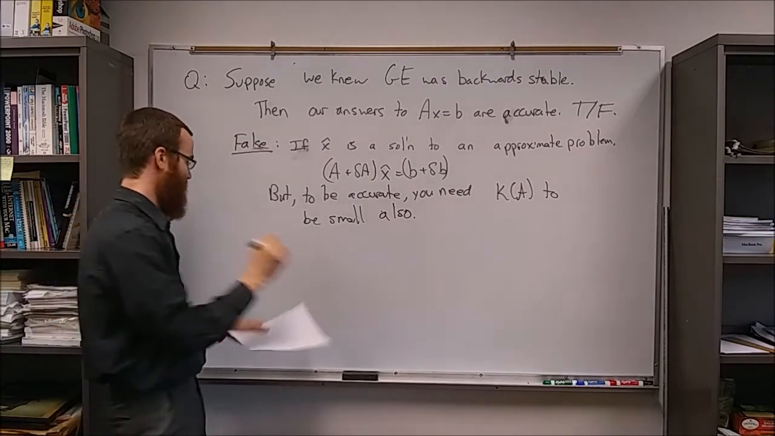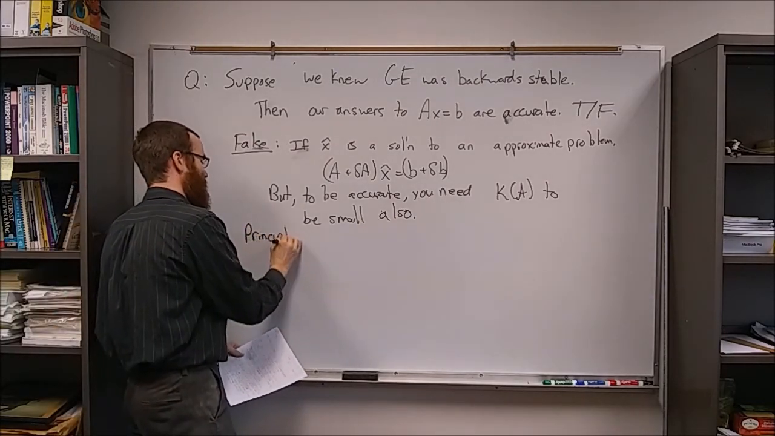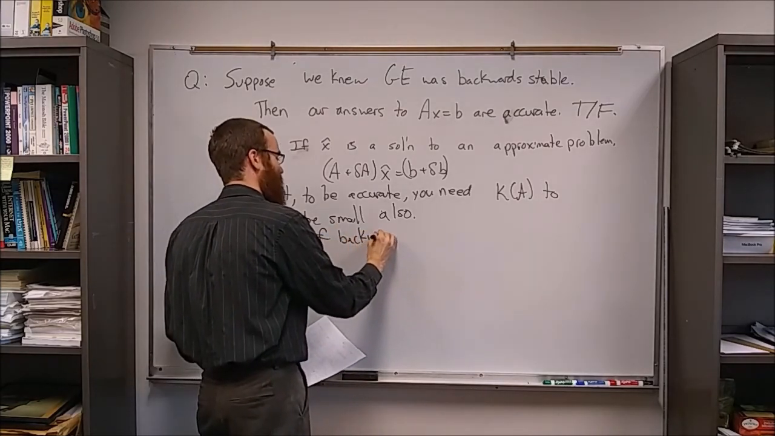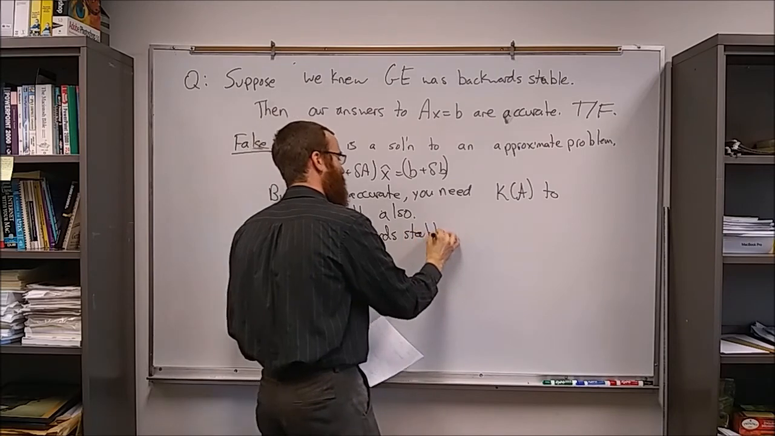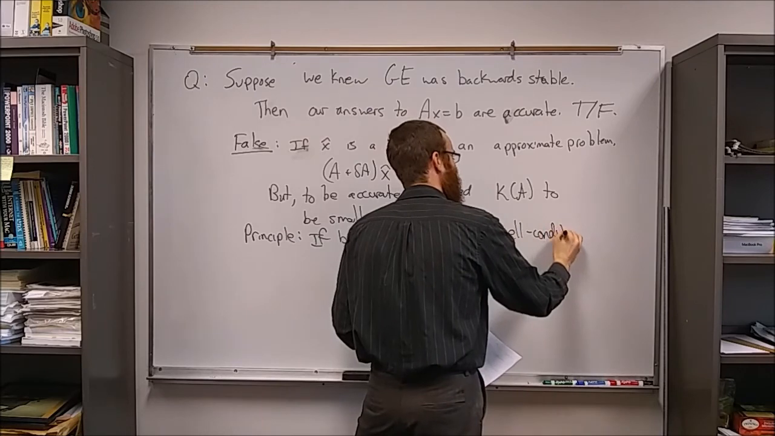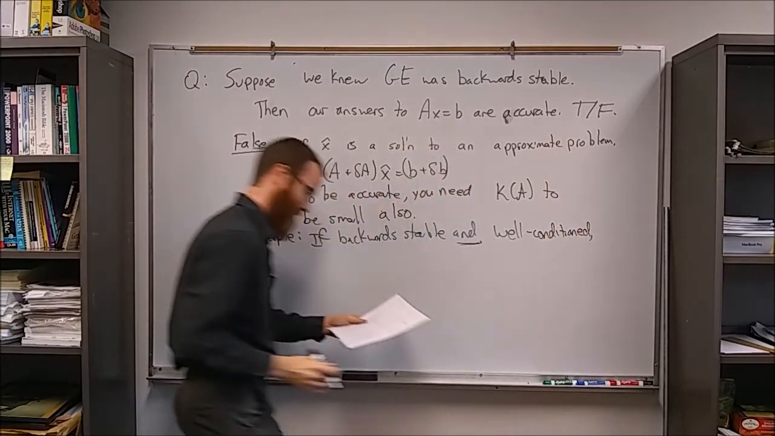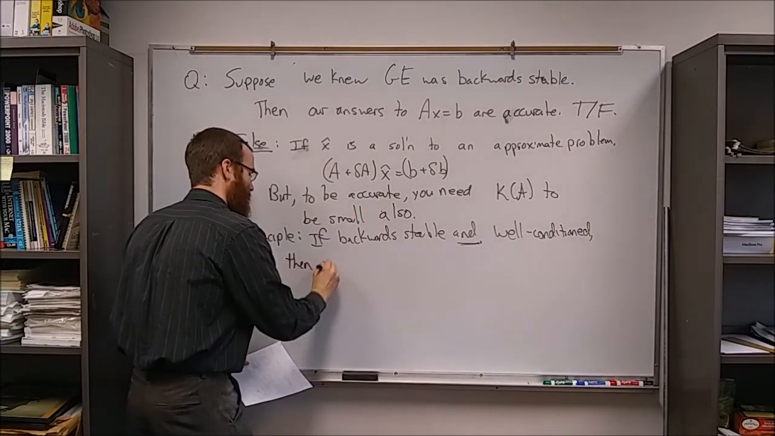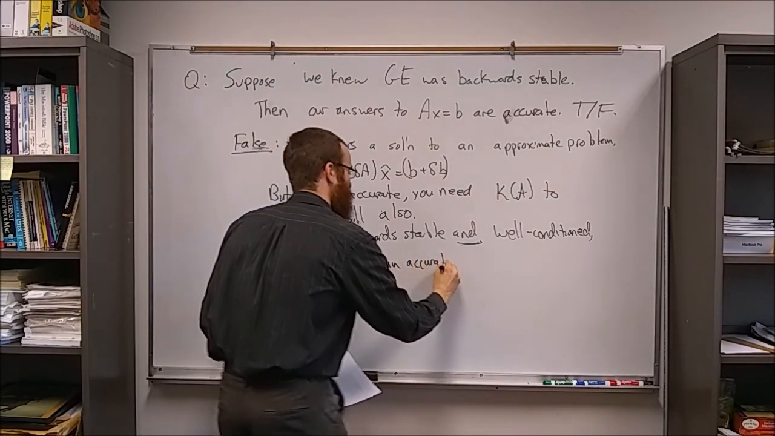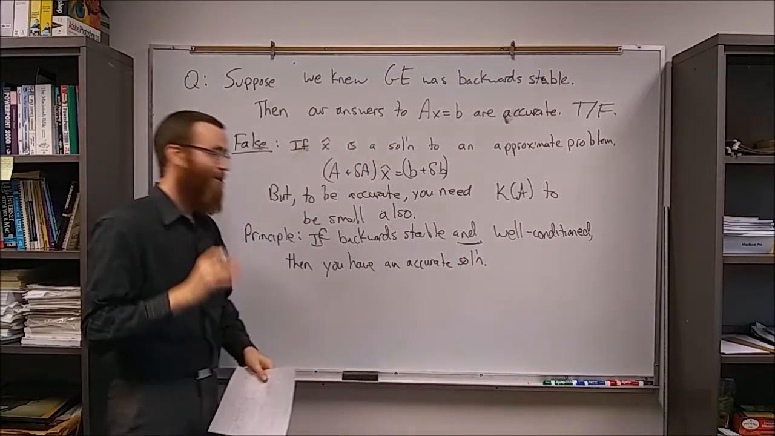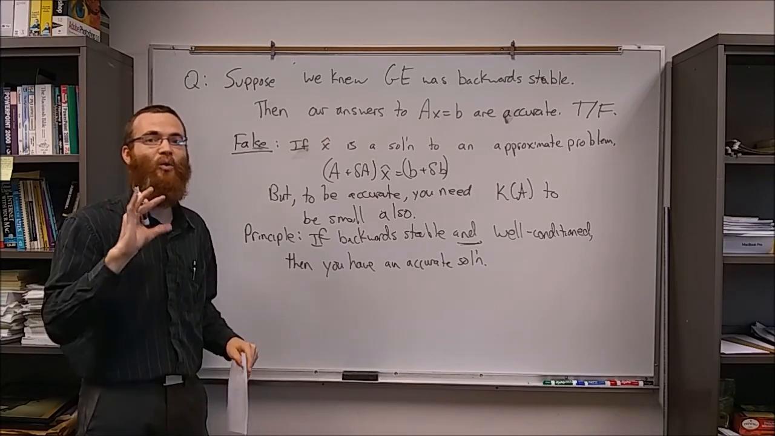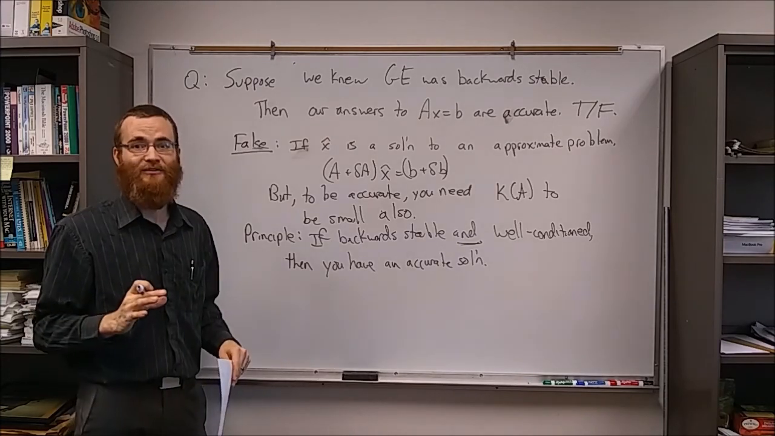And so the basic principle is that if you're backward stable and well conditioned, then you have an accurate solution. But you need both. If both of those are not true, then you don't know whether you have an accurate solution. You need both.